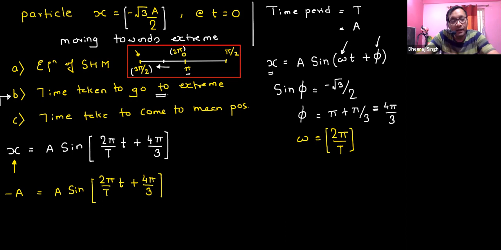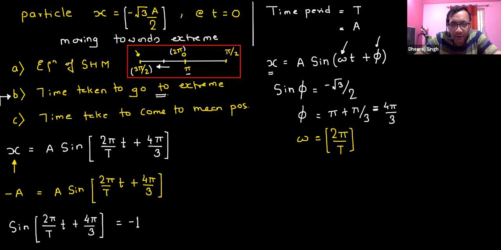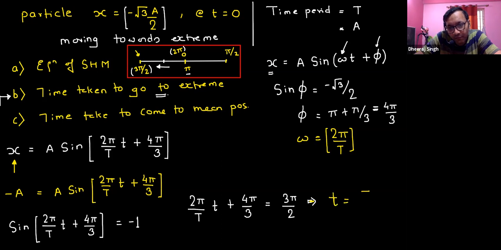All right. Now, if sine of (2 pi by capital T, into t plus 4 pi by 3) is equal to minus 1, sine inverse of minus 1 is 3 pi by 2. Okay. So 2 pi by T into small t plus 4 pi by 3 is equal to 3 pi by 2. When you simplify this, you will get small t is equal to capital T by 12. This is how you solve it.